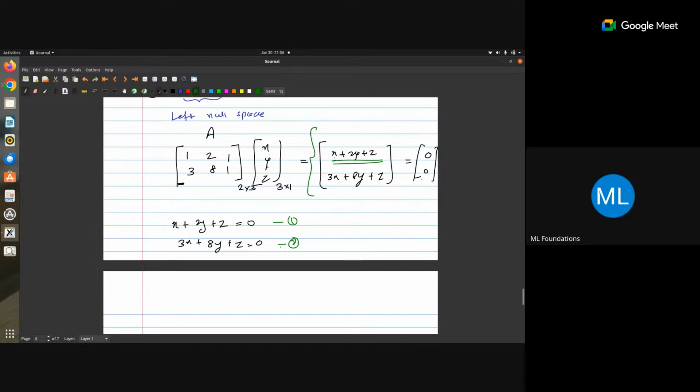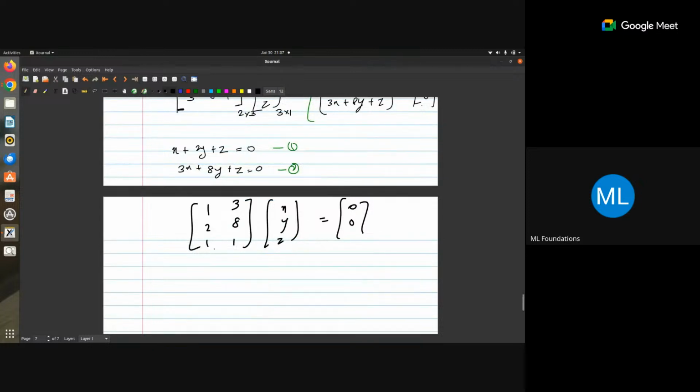If I reverse it and write it another way, 1 2 1 and 3 8 1, with x y z equal to 0 0, what is the dimension of this matrix? 3 cross 2. And this vector is 3 cross 1. Are we able to do the multiplication here?